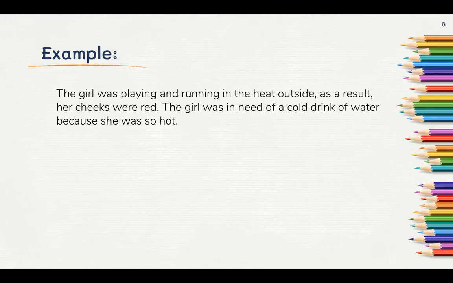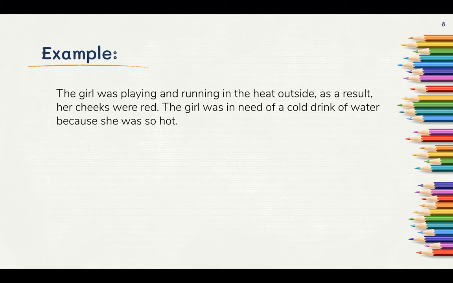An example, I have this text here that reads, the girl was playing and running in the heat outside. As a result, her cheeks were red. The girl was in need of a cold drink of water because she was so hot. Take a moment now to copy down these sentences into your reading journal. After copying these down, I want you to underline or highlight the transition words in the text that give you a clue that the author is using cause and effect text structure.